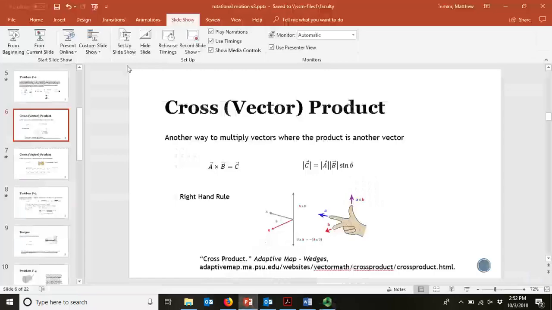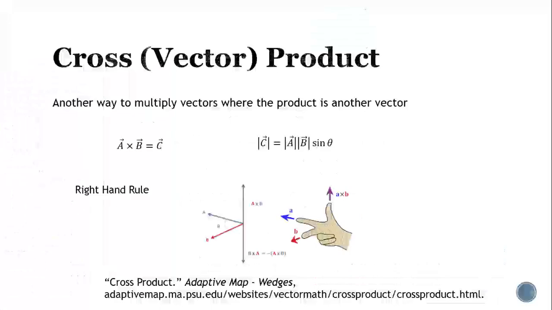So we're going to start talking about a second way to multiply vectors. We've already talked about the dot or scalar product, and this other way is what's called the cross or vector product. This is a way of multiplying vectors where your end result is another vector. So let's say we had A cross B and we got vector C.